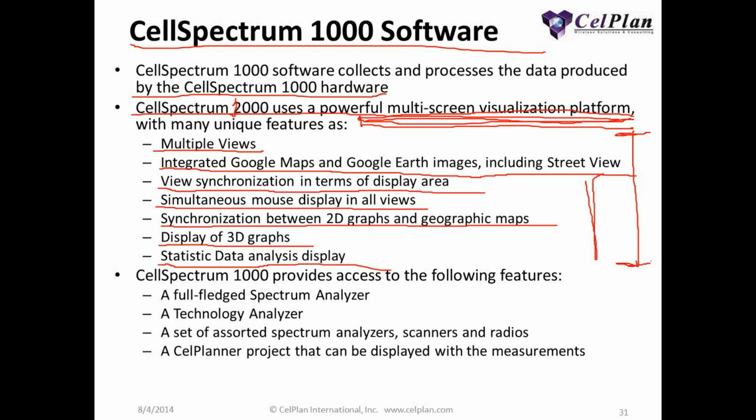And CellSpectrum 1000 software really provides us several things. It provides us a full-fledged spectrum analyzer, so you don't need to have a very expensive spectrum analyzer that you can only use in the lab. Our spectrum analyzer, you can do drive tests with it. You can capture the spectrum. So it's really at least a 3-in-1 machine. A technology analyzer, so we can analyze things that no other equipment really allows us today to analyze.